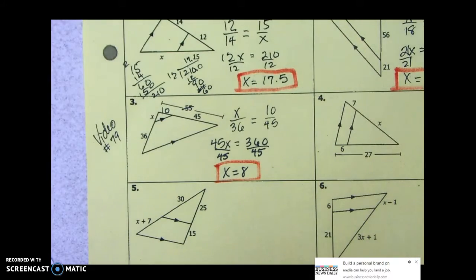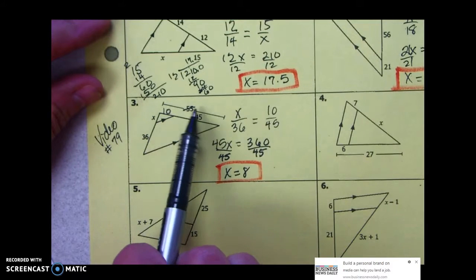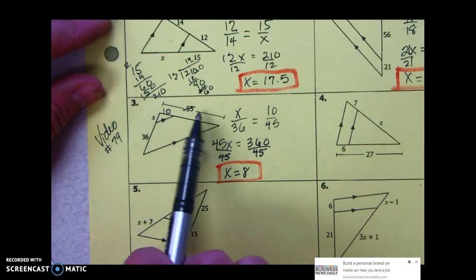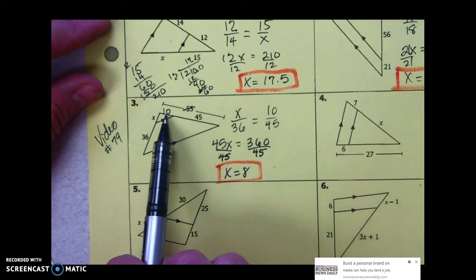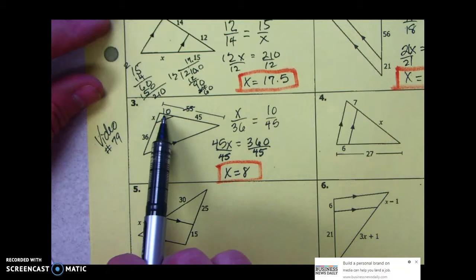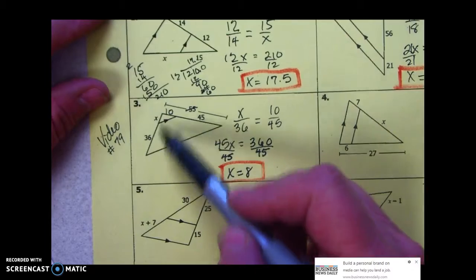All right. So keep that in mind. The only trick to this one was you were given the whole side. So what you wanted to do was just take the 55, subtract the 45, you get the 10. You need that segment because it's segment over segment equals the segment over the segment. Okay? So you need a number for each segment.